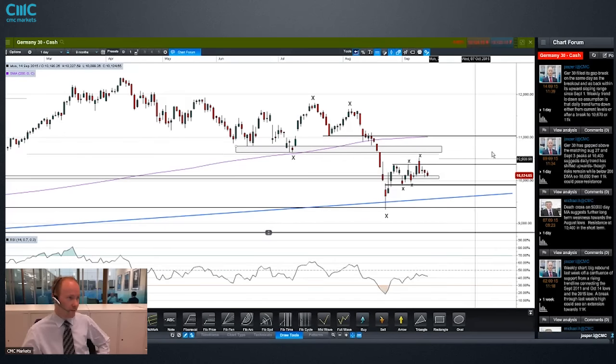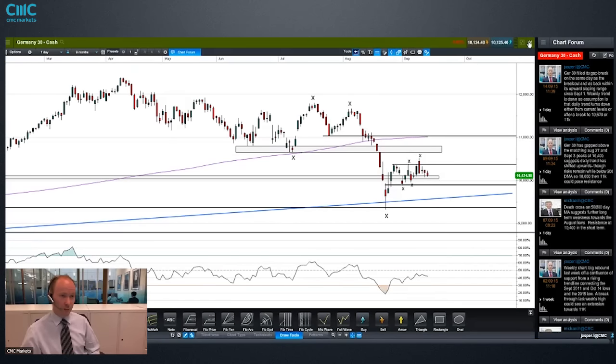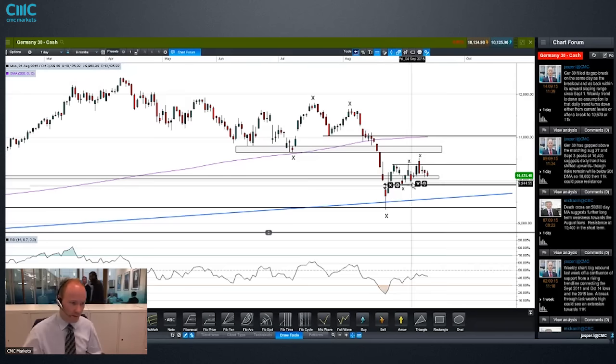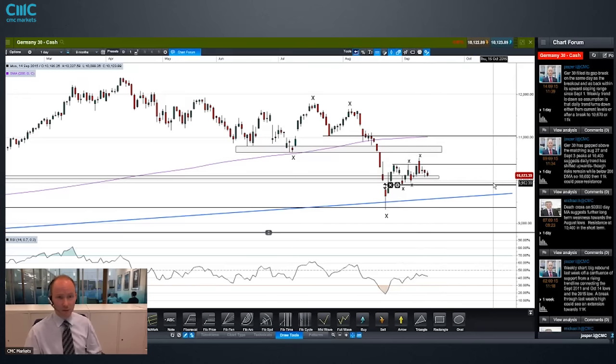So to me, very similar characteristics to the UK 100. And to me, the daily trend at the moment is sideways to slightly bullish. You could say that these highs are kind of rising. Got a higher high there. So slightly rising sideways market. And we need a break either way to have a trend in place.